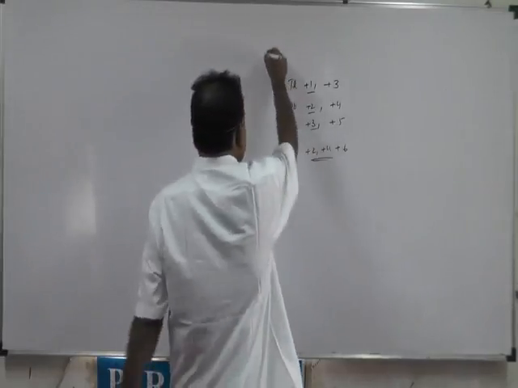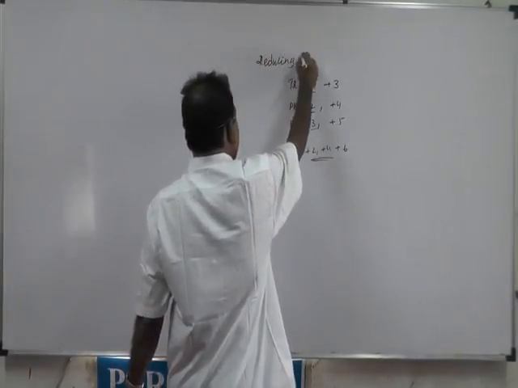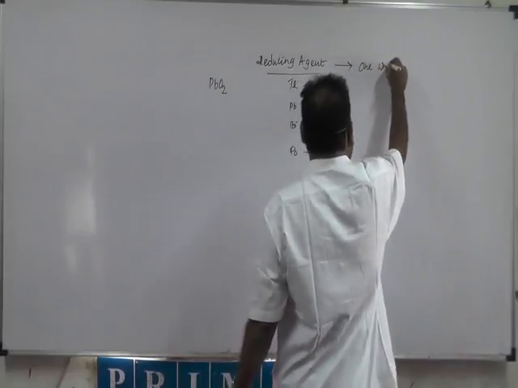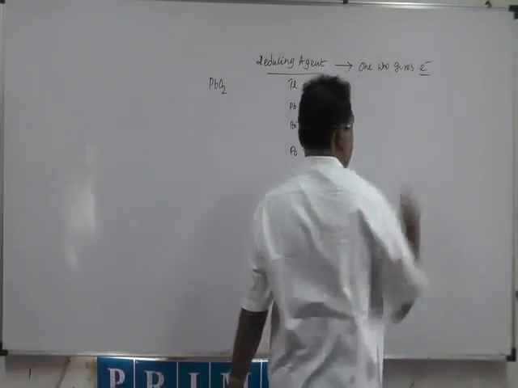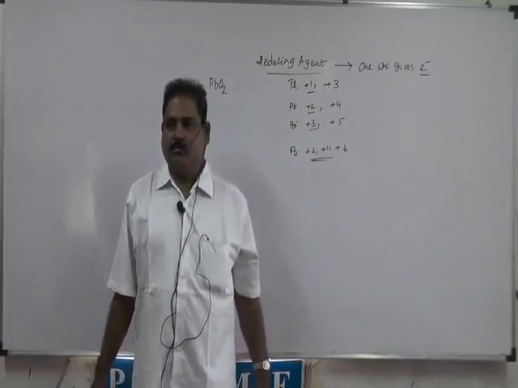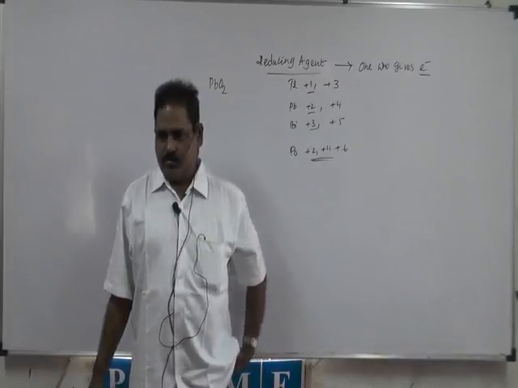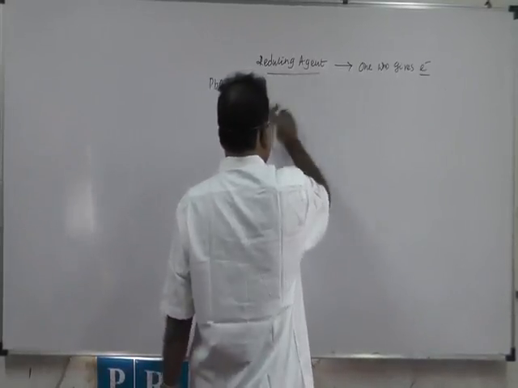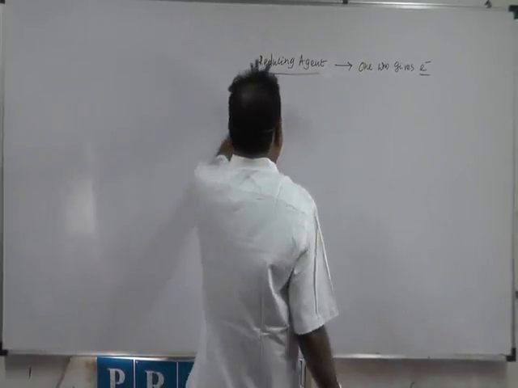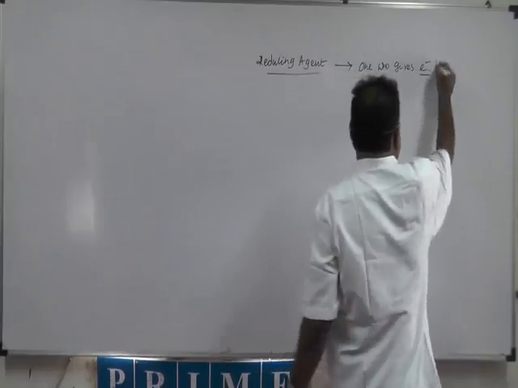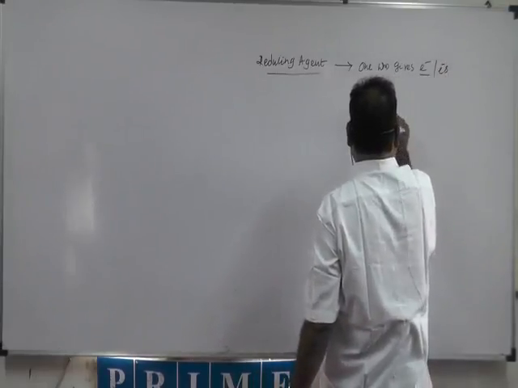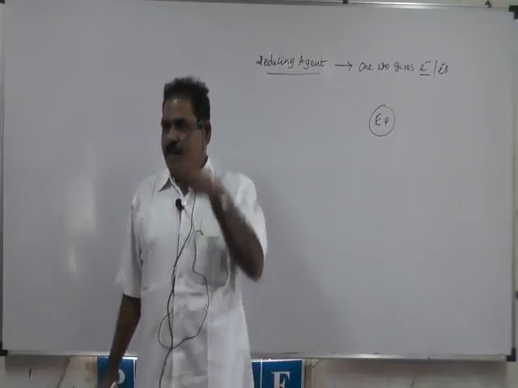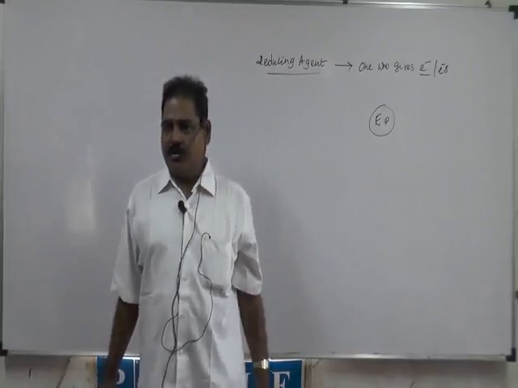And define a reducing agent. Don't forget this definition. Reducing agent: only one word. One who gives electrons. That's all. Oxidizing agent? Opposites are opposite. Reducing agent is one who gives electrons, and oxidizing agent is the opposite. Electron or electrons. Don't tell me electron pairs. One who gives a pair of electrons is a Lewis base. Base according to Lewis. Don't confuse that and this.